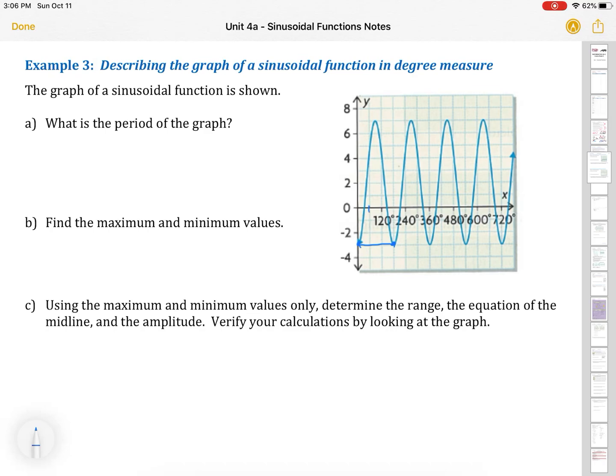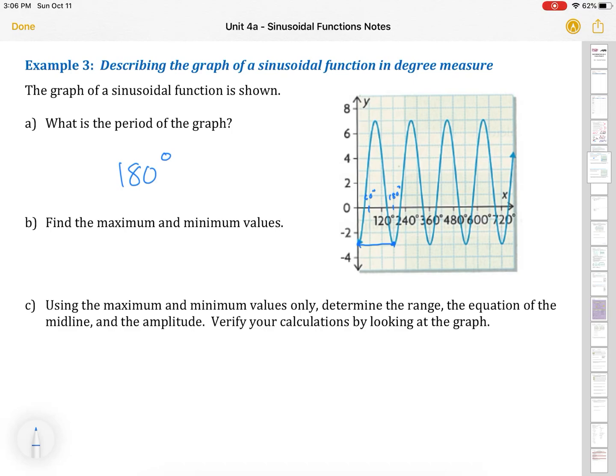Now, each of these is 60 degrees, right? So that means that this is at 180 if we sketch it in. So the period of the graph is 180 degrees.